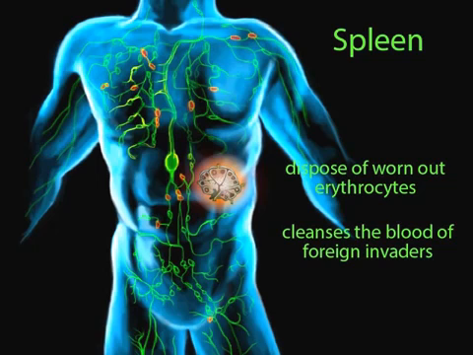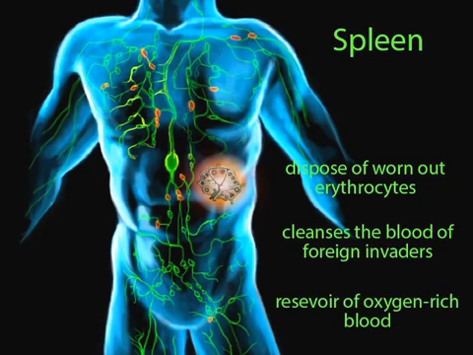The third function of the spleen is to act as a reservoir for oxygen-rich blood. The spleen actually holds more blood than is necessary for its own metabolism. Therefore, it's an extra blood supply full of oxygen and nutrients.